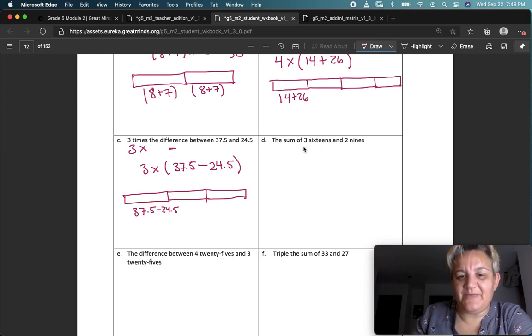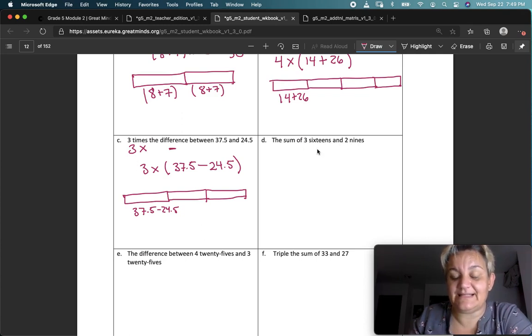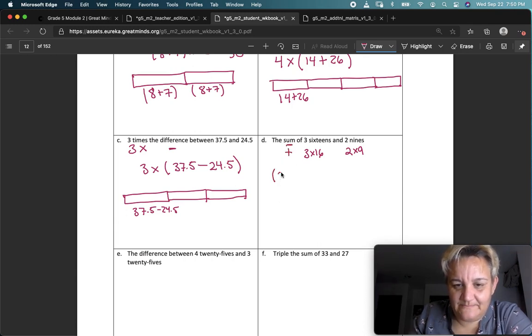Great. The sum of 3 16s and 2 9s. Okay, so if I have 3 16s, that means 3 times 16. And if I have 2 9s, that means 2 times 9. Okay, 3 16s and 2 9s. That means that I'm going to add those together. The sum means adding. So now I've got 3 times 16 plus 2 times 9.